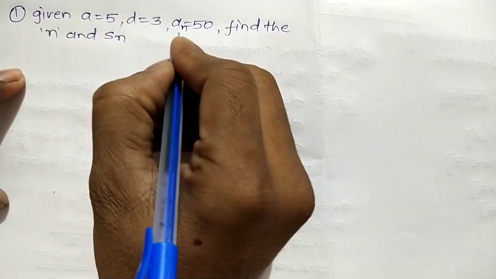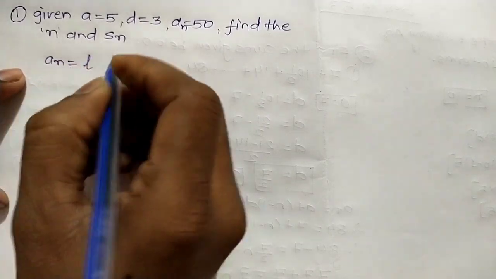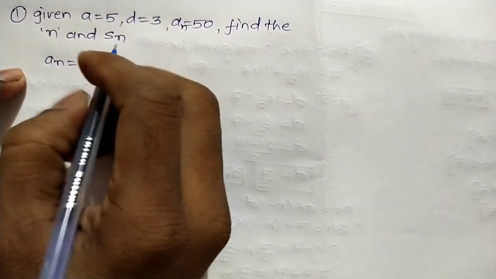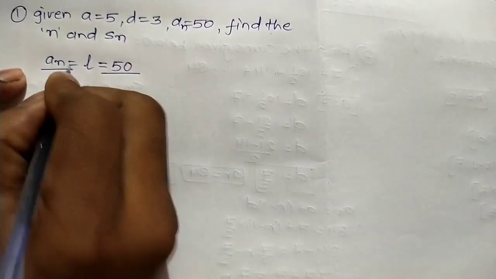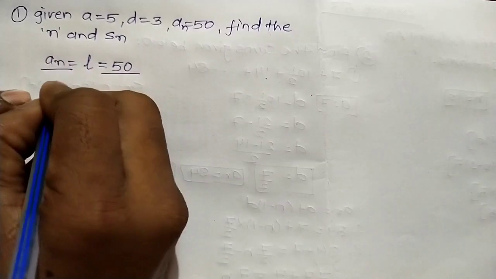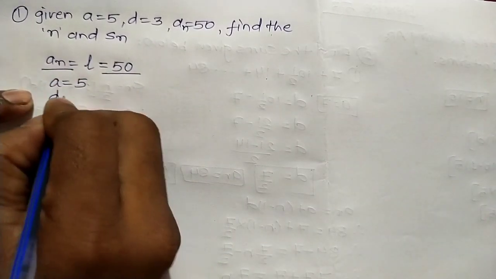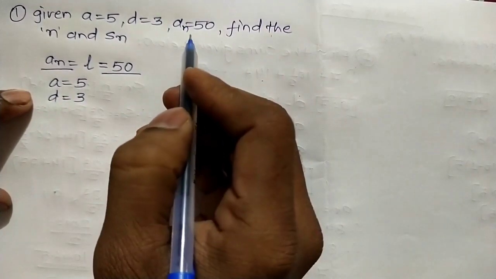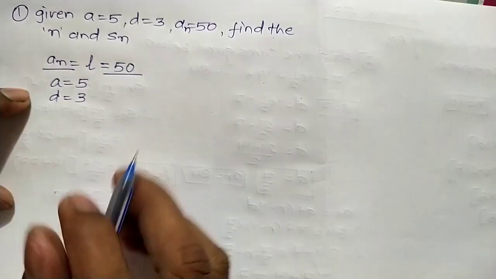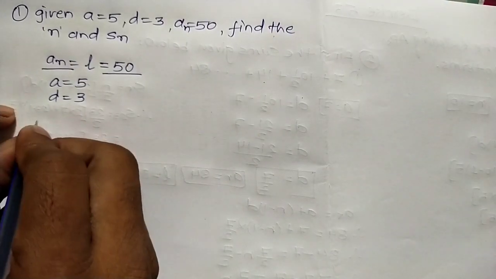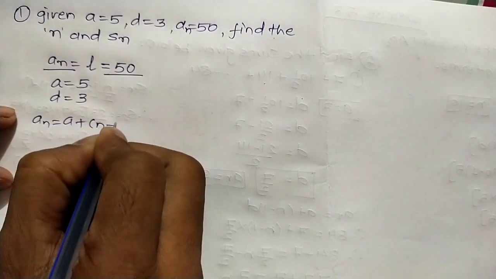Here the value of given an is called l. L is the last term of the AP series. The value of l is 50 and the value of an is also 50. Okay, the value of the first term is 5 and the common difference is d equal to 3. Now first we find out the value of n. The nth term formula is an equal to a plus n minus 1 into d.